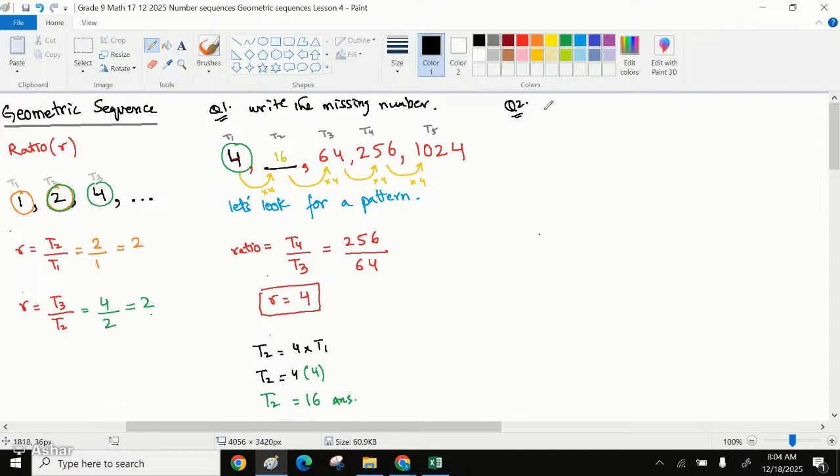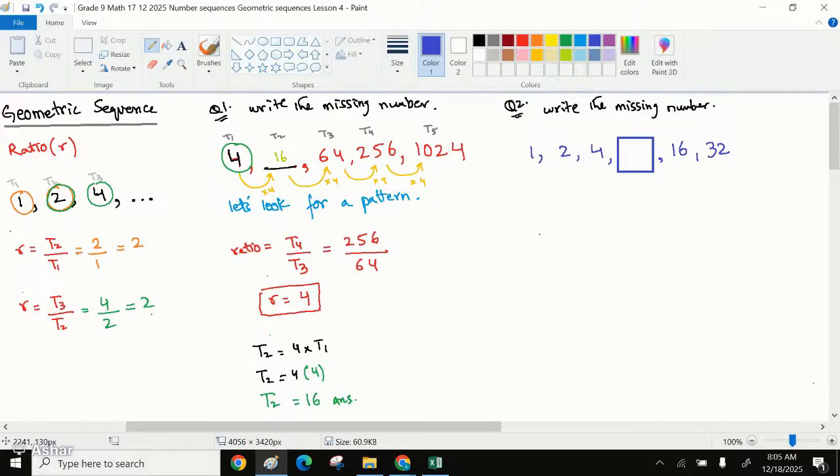It says, write the missing number in the sequence. The sequence given is 1, 2, 4, this is the missing number, and then 16. Then it is 32. So the sequence is 1, 2, 4, missing number, 16 and 32.